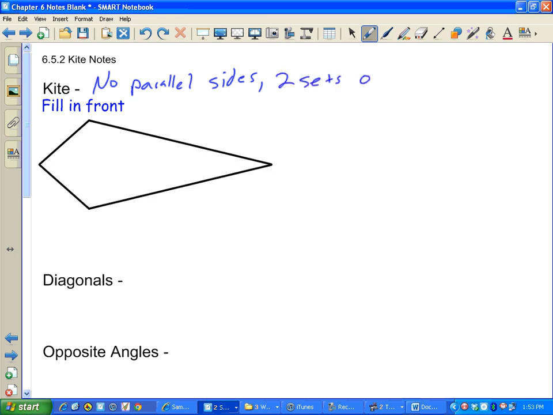two sets of congruent consecutive sides, consecutive or adjacent, since they kind of mean the same thing for sides. Okay, so what that's going to look like is those will be congruent and these will be congruent, and that's what makes a kite a kite. There's some other properties in here.